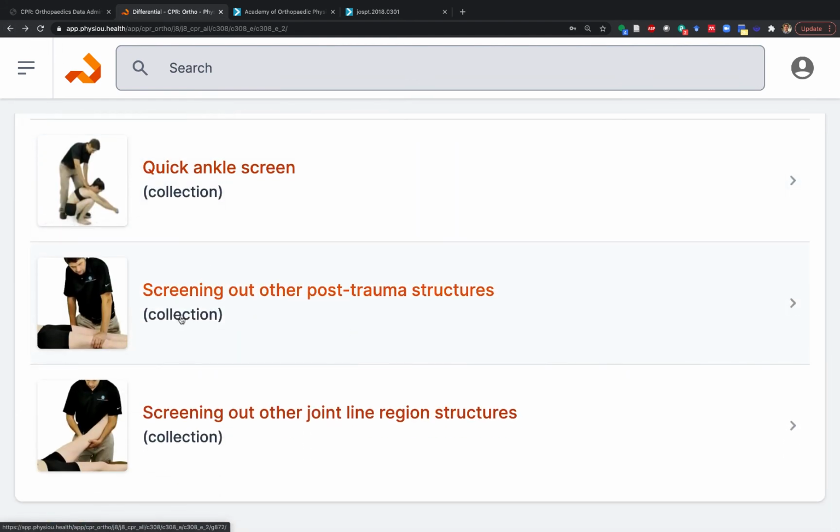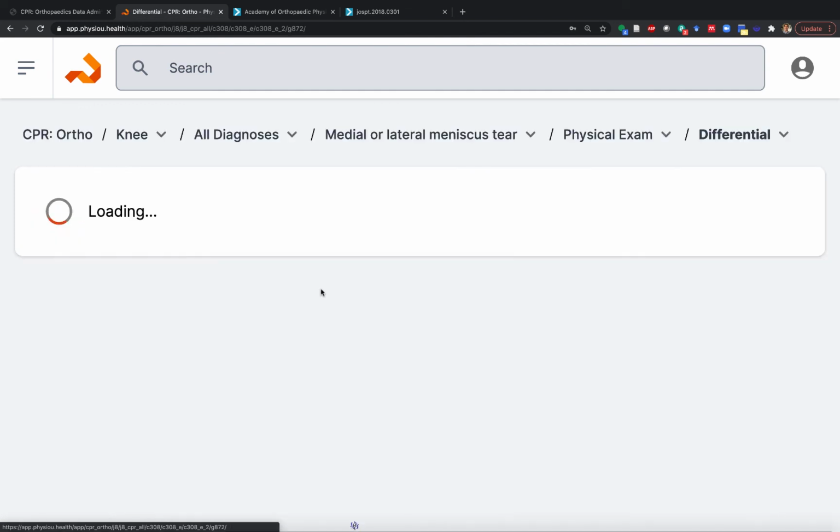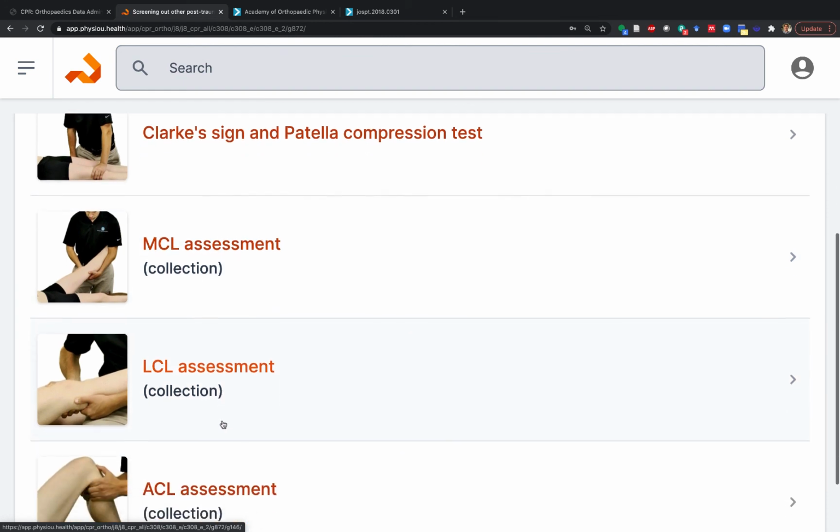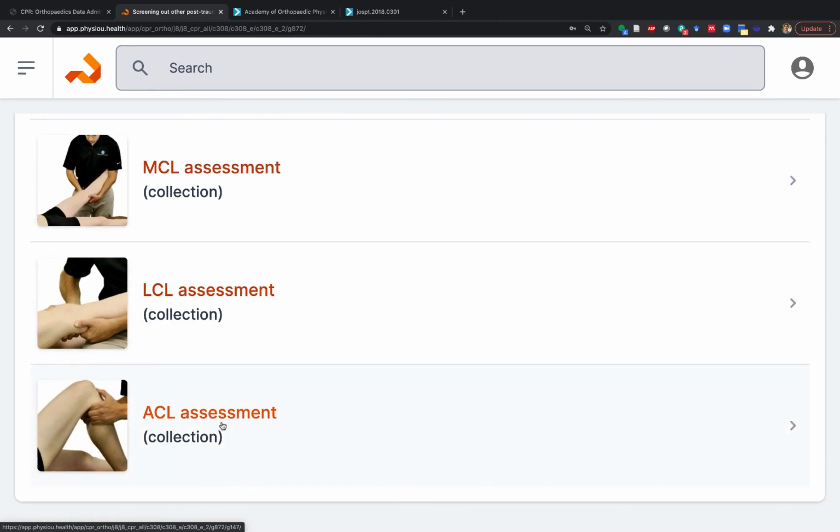And we can also screen out other post-trauma structures, right? Because commonly the meniscus is injured with ligaments. And so here are some of your patellar assessment, MCL assessment, LCL, ACL. So these are other ways to expand your thinking.